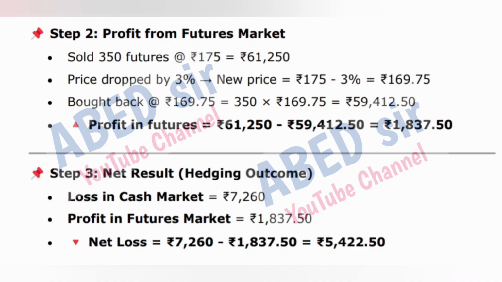Step 3. Net result, hedging outcome. Loss in cash market is equal to 7,260 rupees. Profit in futures market is equal to 1,837 rupees and 50 paise. Net loss is equal to 7,260 rupees minus 1,837.50 rupees, which is equal to 5,422 rupees and 50 paise.